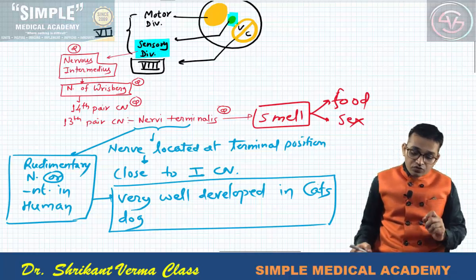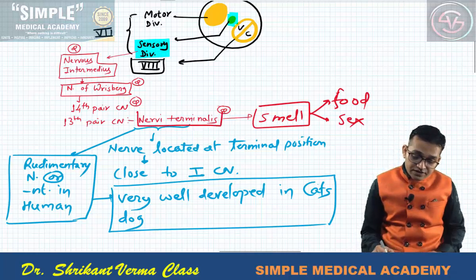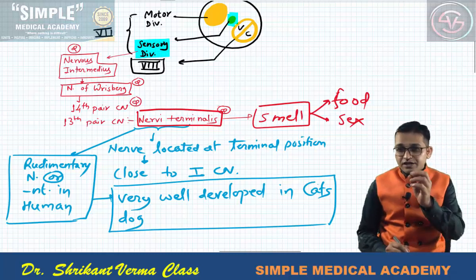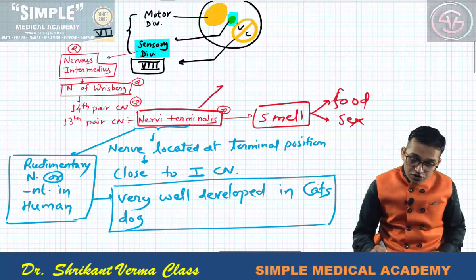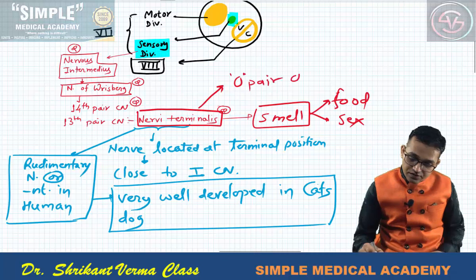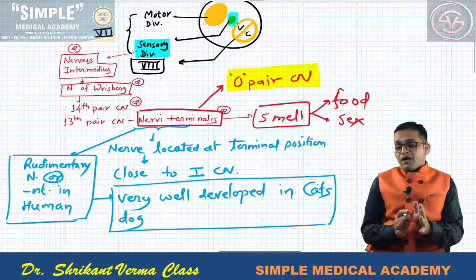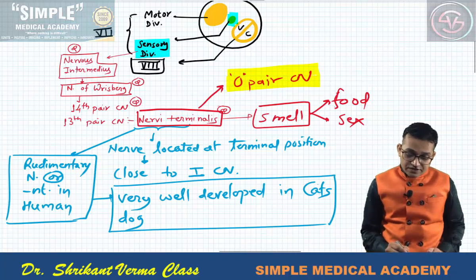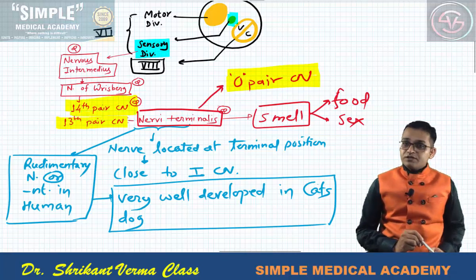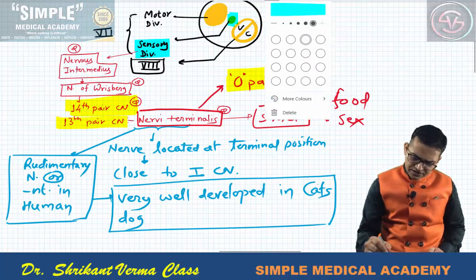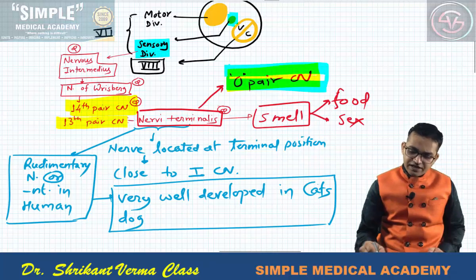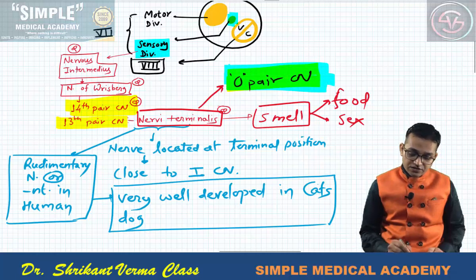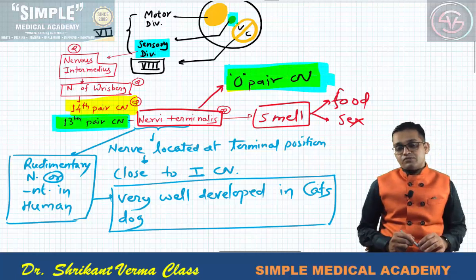So this is the role of the nervi terminalis, which is considered as the 13th pair cranial nerve. One more update: because this nervi terminalis is very close to the first cranial nerve, that's why it is also considered as the 0 pair cranial nerve. So in this part you have learned which cranial nerve is considered as the 13th pair, which nerve is considered as the 14th pair, and which nerve is considered as the 0 pair cranial nerve. Yes, the 0 pair cranial nerve is the same 13th pair cranial nerve.